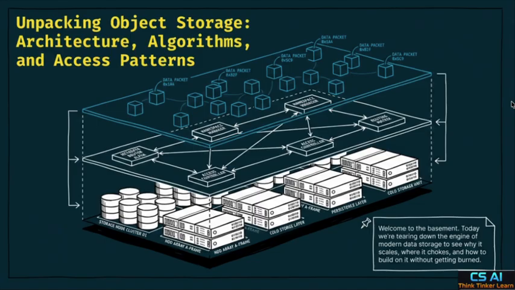This episode is one of the episodes from my System Design Essentials series. The goal of this series is to give you a solid mental model of complex system design topics without all the fluff. Today we are unpacking object storage.